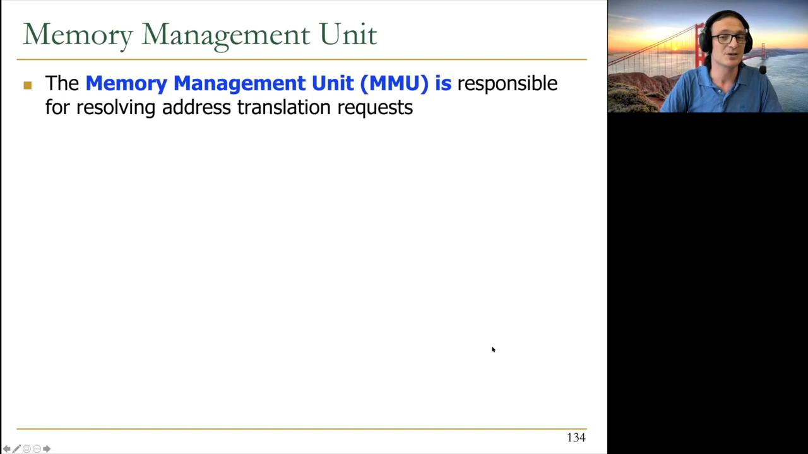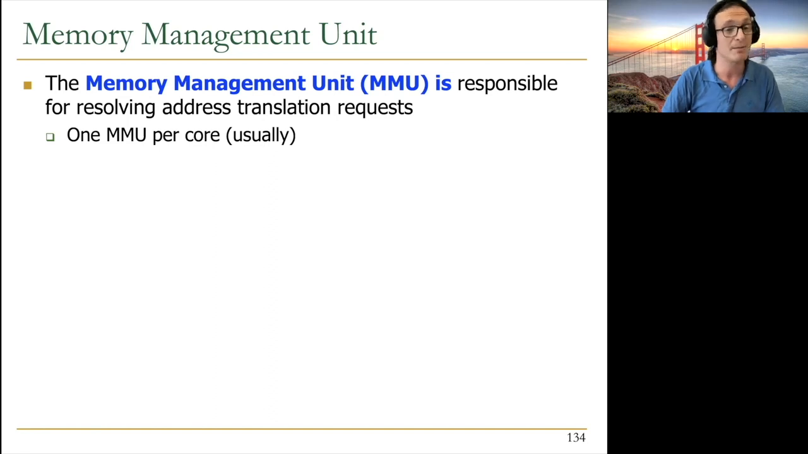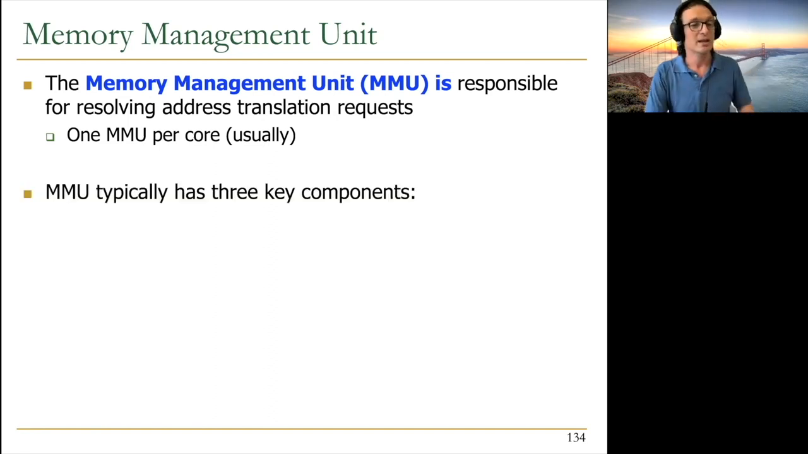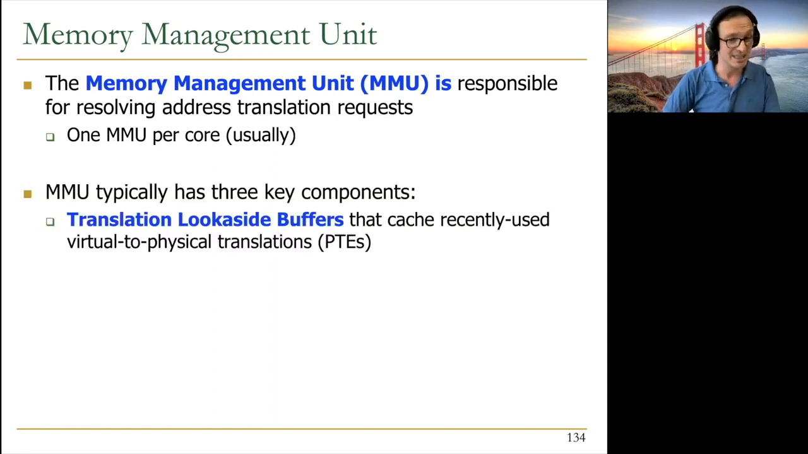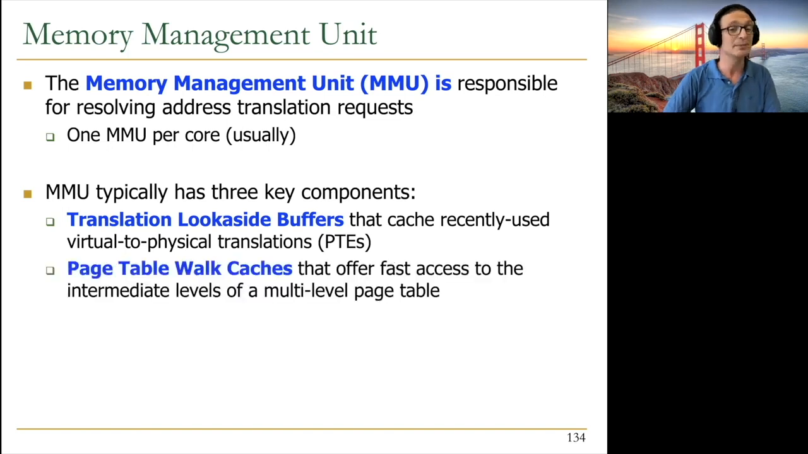So a memory management unit, we discussed it. It's the hardware that's responsible for resolving address translation requests. It's one MMU per core, usually. The MMU has three key components, TLBs, and we know what TLBs are, and page table walker caches. They essentially offer fast access to the intermediate levels of a multi-level page table. So TLBs cache PTEs, not the intermediate parts of the page tables, but page table walker caches cache intermediate mappings in the page table hierarchy.